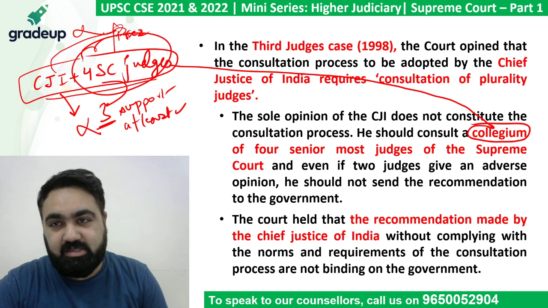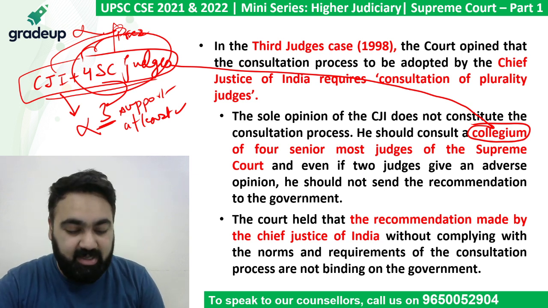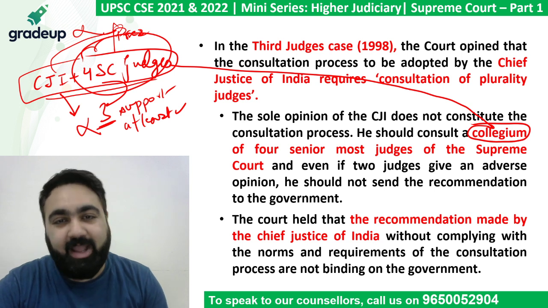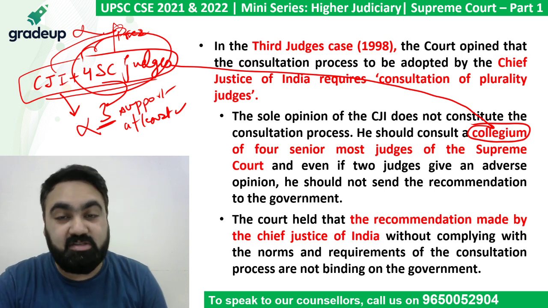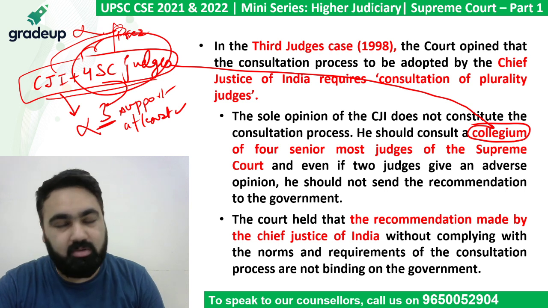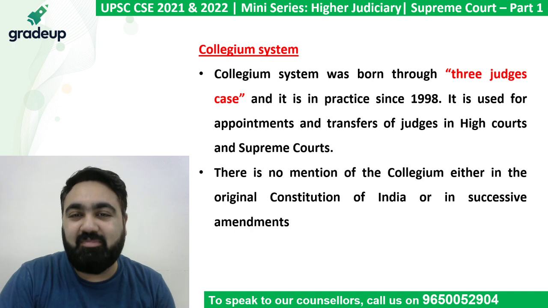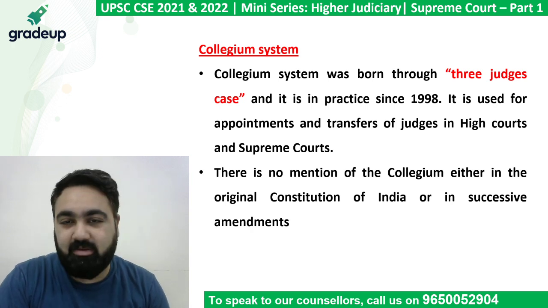Even today, judges of Supreme Court and the High Court are appointed in this manner only, meaning that the government of India has no role to play in appointment of judges in the Supreme Court and the High Court. The government cannot decide that this will be the next judge. And that is obviously something that the government does not like.